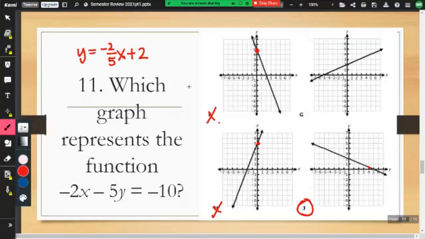The slope is negative, so you need to find a line that's going down from left to right. This one has a negative slope. This one is a positive slope. This one's going up. Count your boxes. This one goes up 2. This one goes down 2, right 5. All right. Easy peasy.